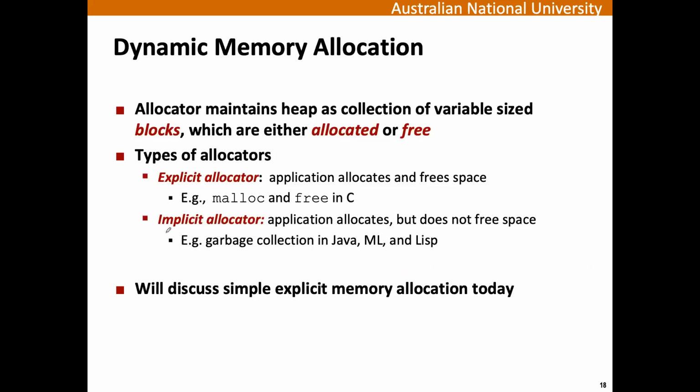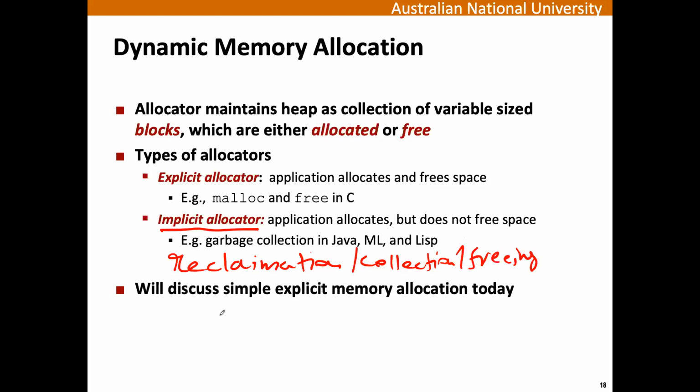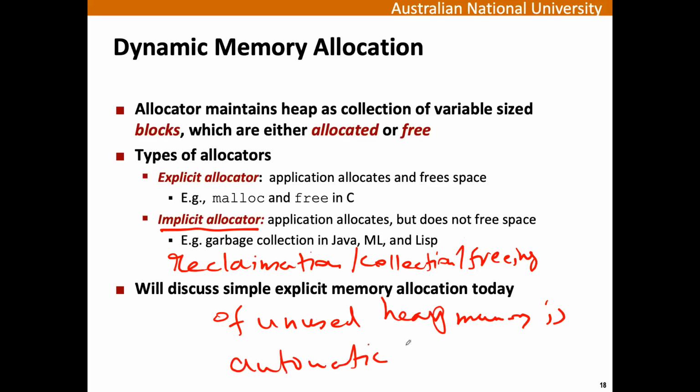So it's implicit because the collection, the reclamation, the freeing of unused heap memory is automatic or implicit. It's transparent to the programmer. The programmer doesn't need to care about what's free or not. They just need to allocate objects, and someone will take care of all the cleaning. And you can imagine that this practice has encouraged programmers to create a lot of garbage.